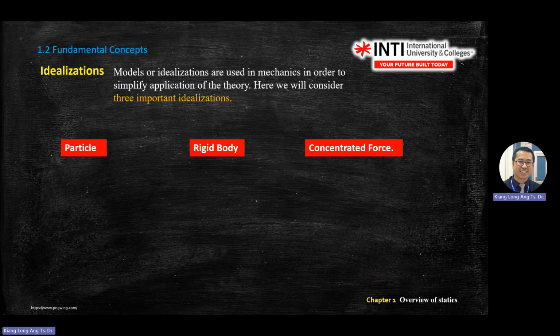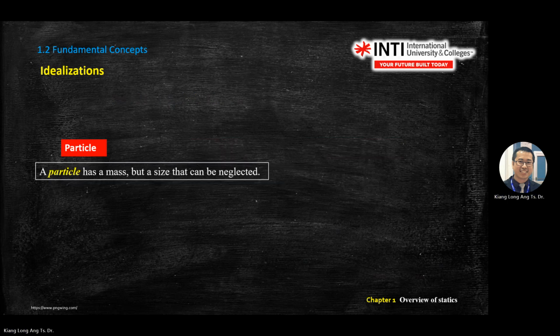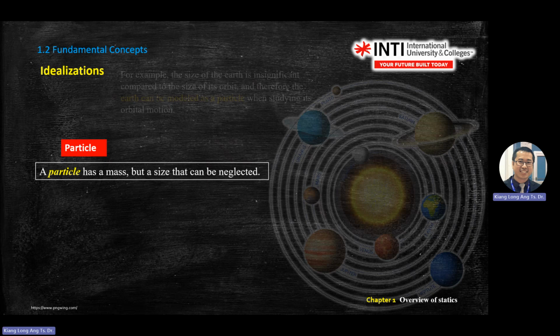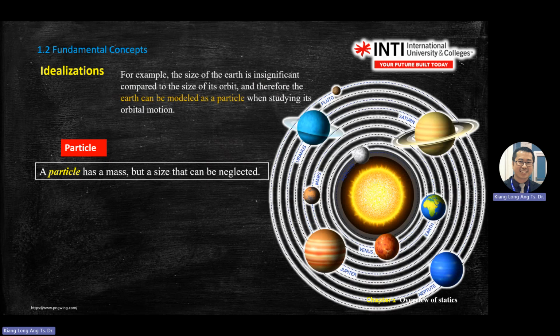So in the simplified design, you don't need to look at the cable, you only look at the structure itself, what happened, how many forces you need at this point, for example. So these are the approaches that normally we use for particles, rigid body, and concentrated force. The rest you read. This one, particles, for example, you study about planets and so on. You look at each planet as one dot.